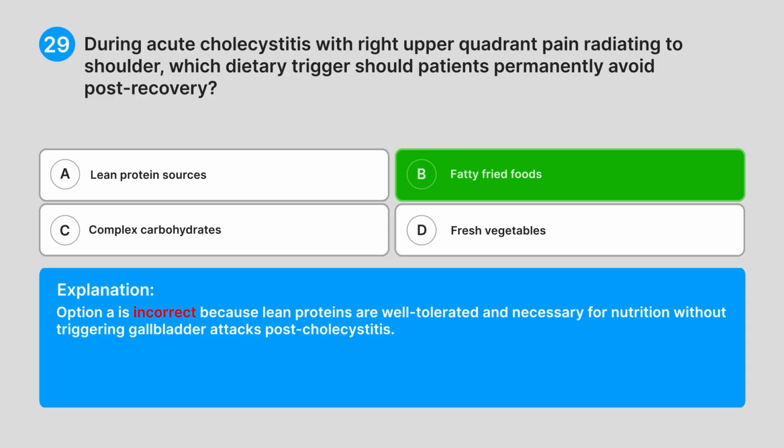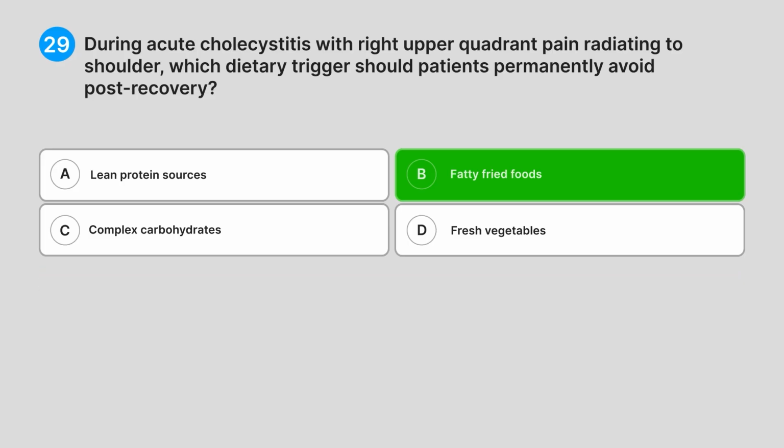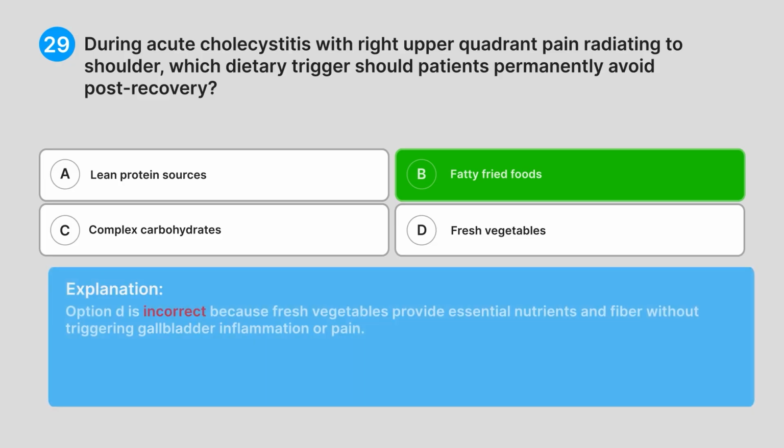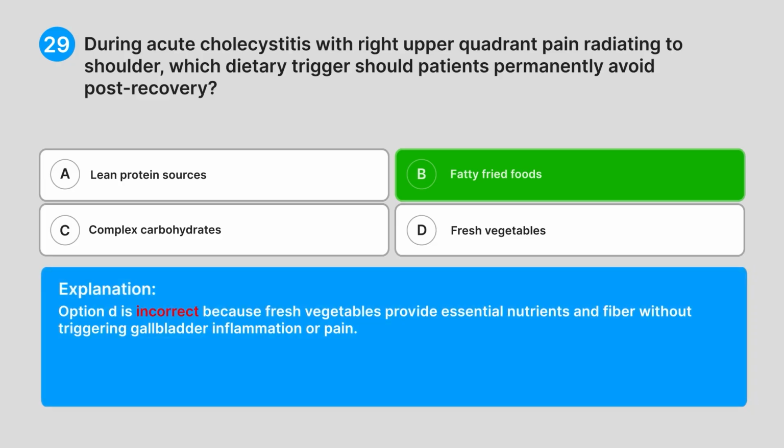Option A is incorrect because lean proteins are well tolerated and necessary for nutrition without triggering gallbladder attacks post-cholecystitis. Option C is incorrect because complex carbohydrates don't stimulate excessive gallbladder contraction and provide necessary energy without complications. Option D is incorrect because fresh vegetables provide essential nutrients and fibre without triggering gallbladder inflammation or pain.